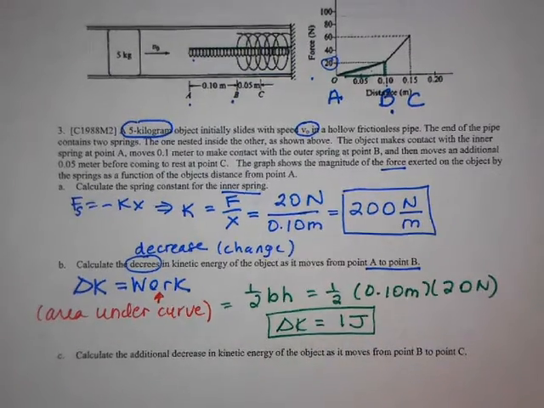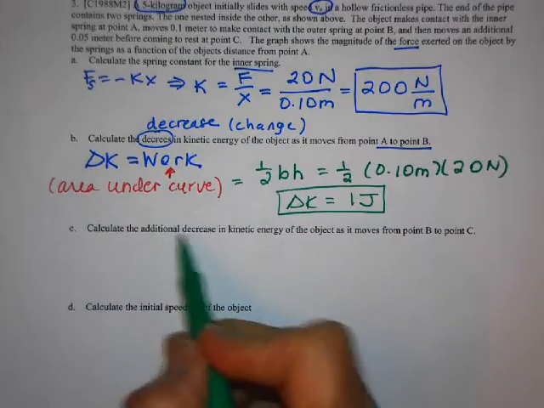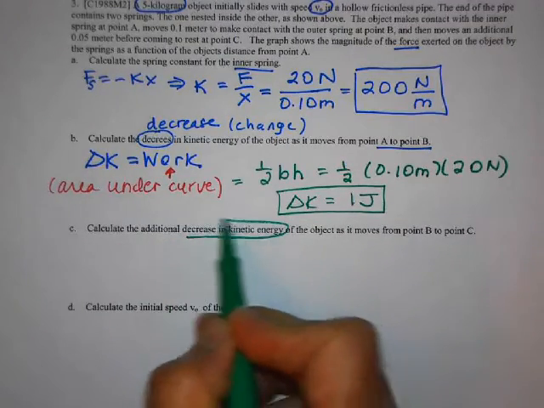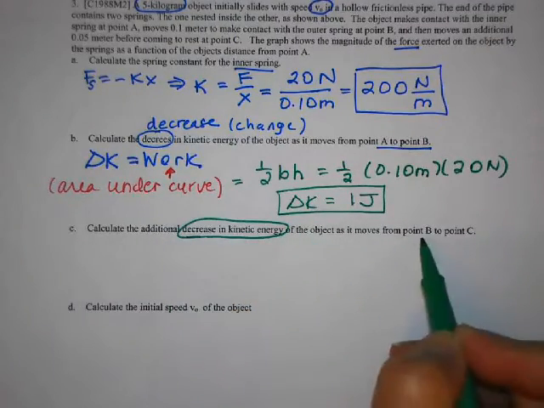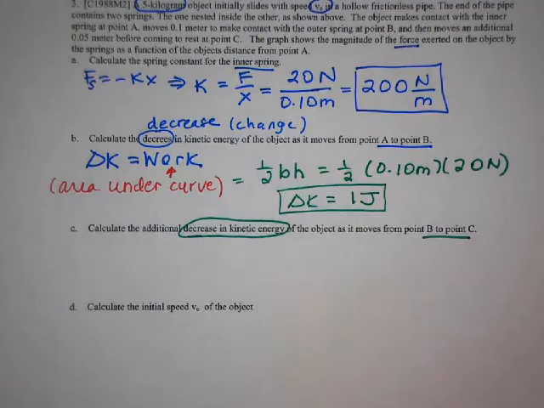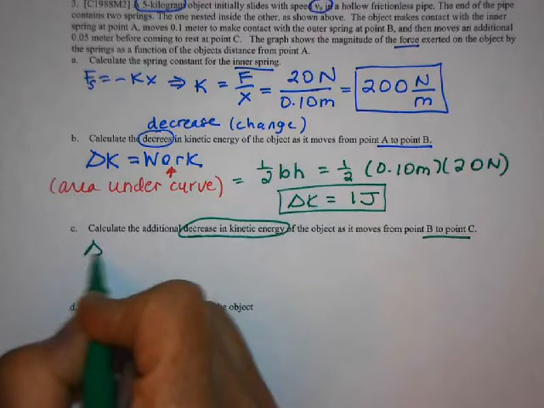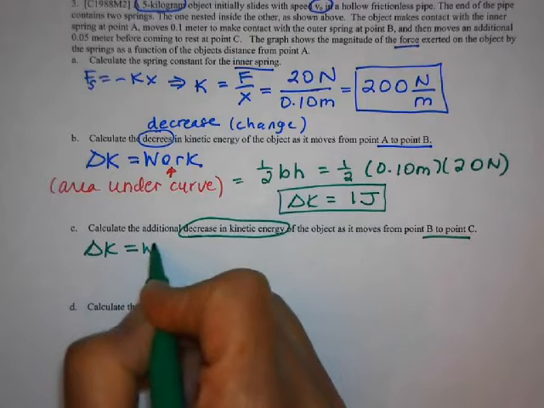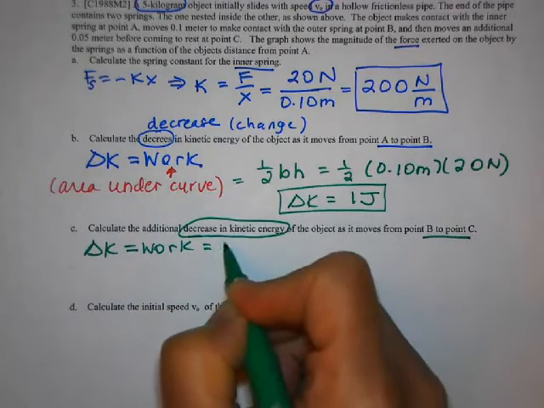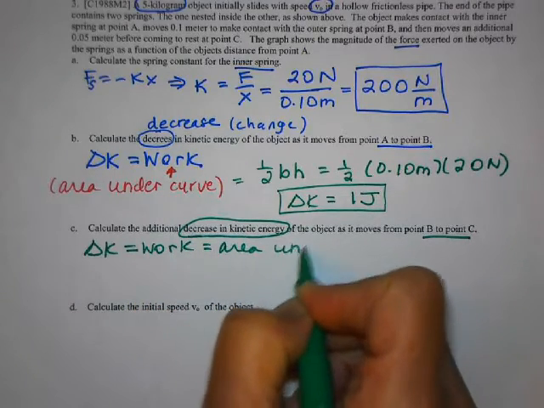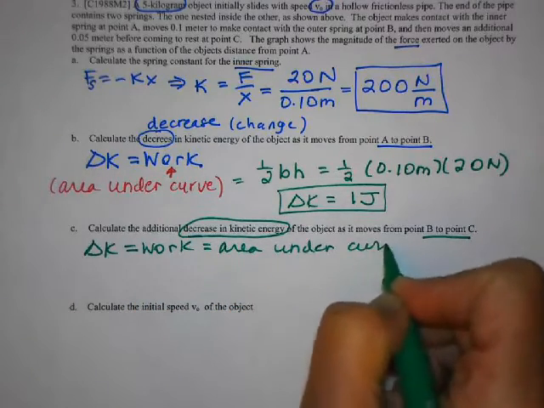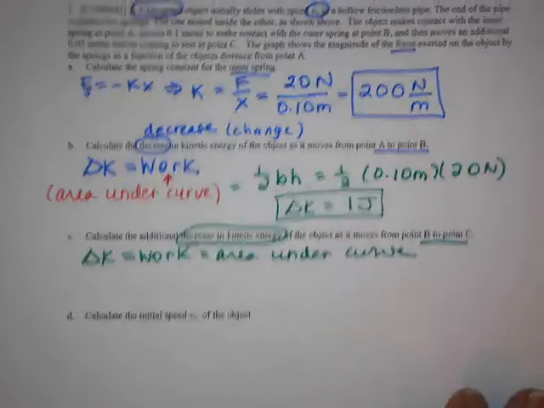All right, question C. Calculate the additional decrease in kinetic energy as it moves from B to C. Again, we're going to do the same thing. Delta K is equal to the work, which is the area under the curve. Now we're going from B to C.